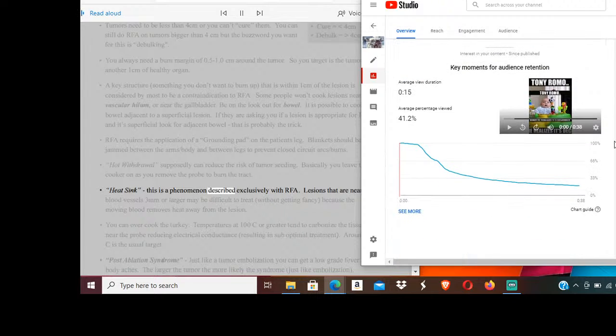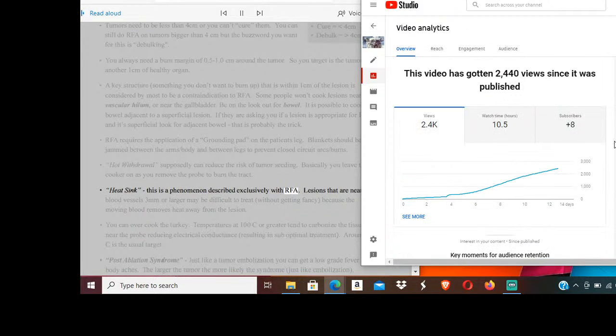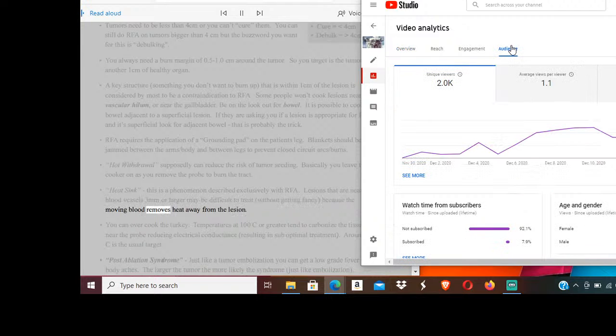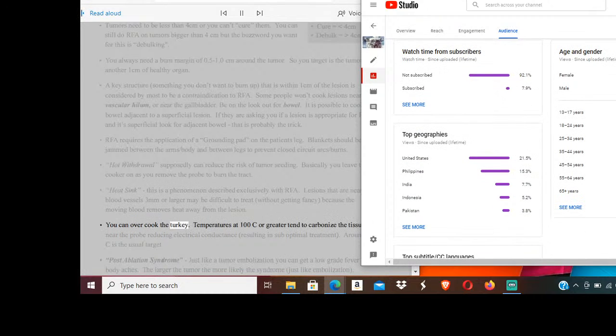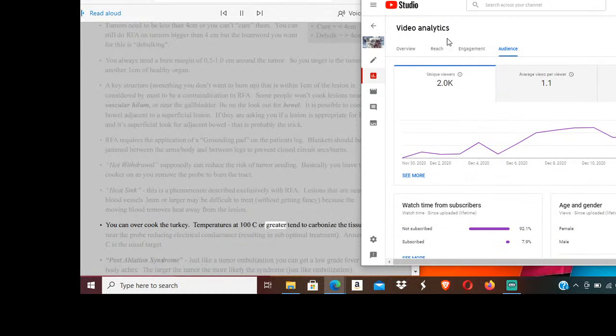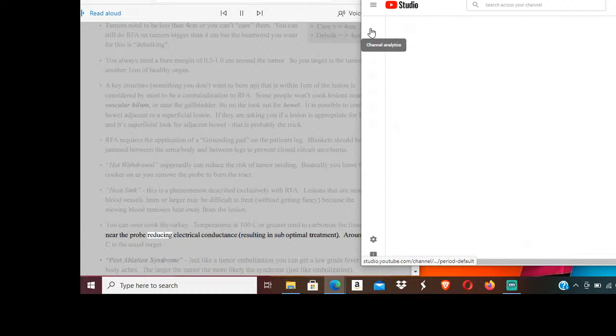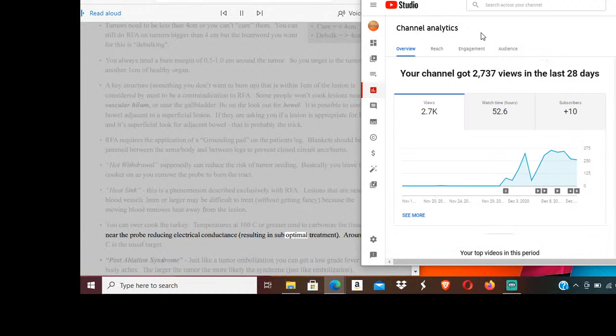Heat sink: this is a phenomenon described exclusively with RFA. Lesions that are near blood vessels 3 mm or larger may be difficult to treat, without getting fancy, because the moving blood removes heat away from the lesion. You can overcook the turkey. Temperatures at 100 C or greater tend to carbonize the tissue near the probe, reducing electrical conductance, resulting in suboptimal treatment. Around 60 C is the usual target.